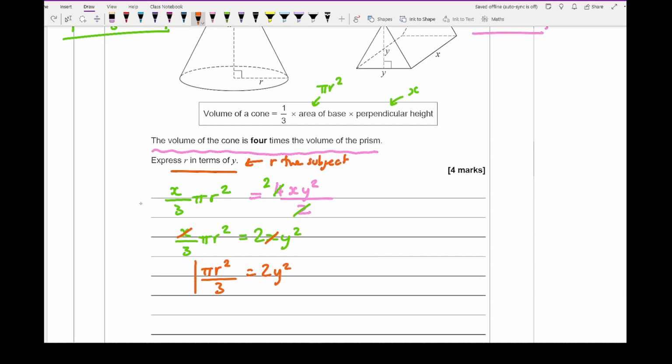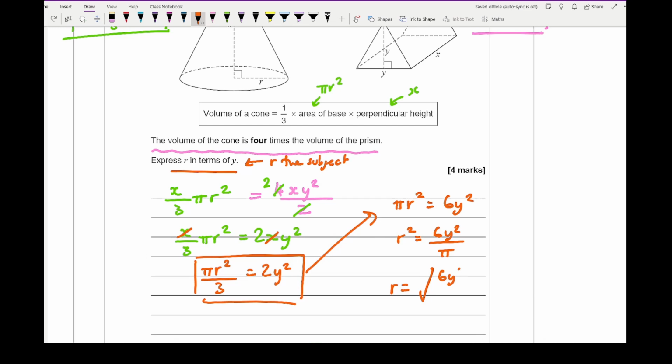So using this, and let me just move across the screen, making r the subject, I take the 3 over, so pi r cubed squared rather equals 6y squared. Then I take the pi over, so r squared equals 6y squared divided by pi. And then I just need to remove the square, so it's going to be the square root of 6y squared over pi. And there is my answer.